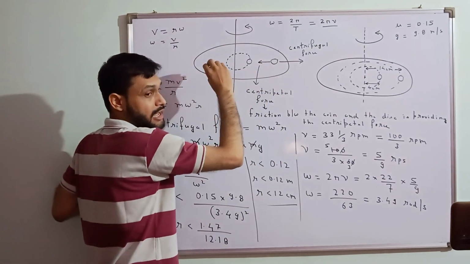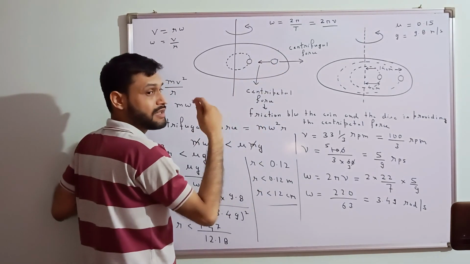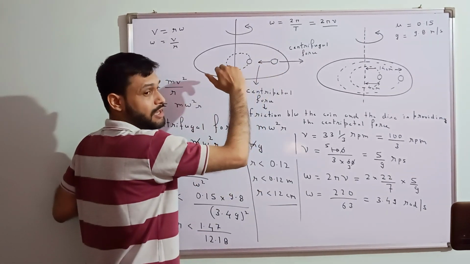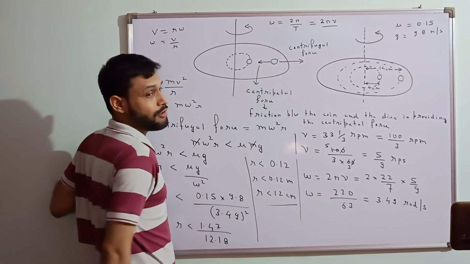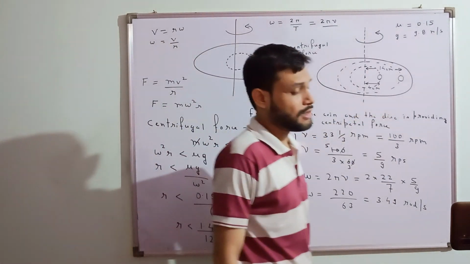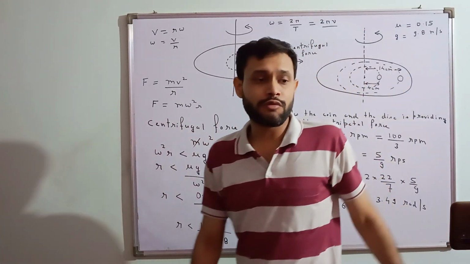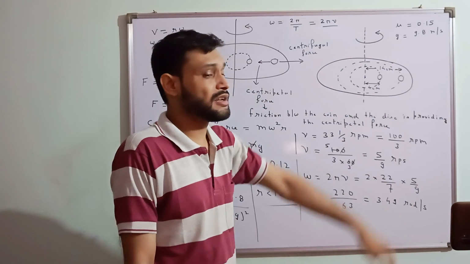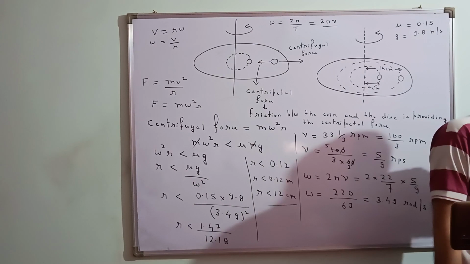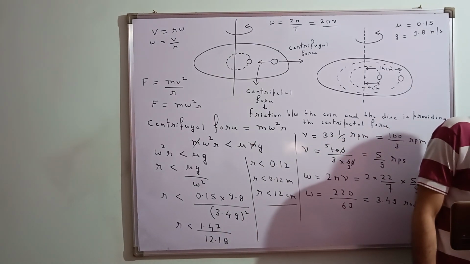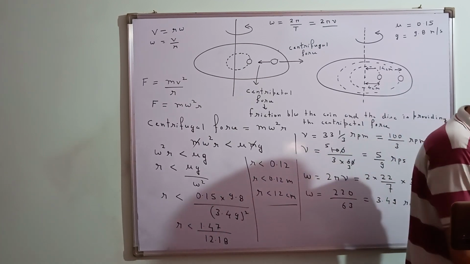If you place your coin anywhere between 0 to 12 centimeter, the coin will revolve with the disc. If you place your coin anywhere at a distance which is more than 12 centimeter, the coin will not revolve with the disc. So here in this case, which coin do you think is going to revolve with the disc? In this case, we have two coins, one at 4 centimeter and the other at 14 centimeter. Which coin will revolve with the disc? Yes, the coin placed at a distance of 4 centimeter will revolve with the disc.